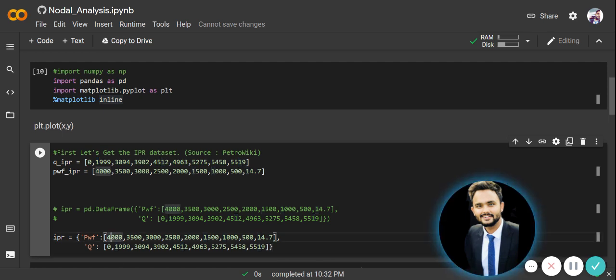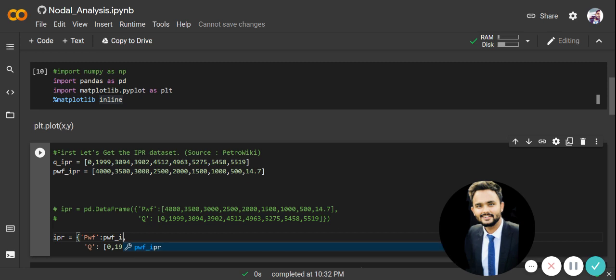Okay, what we could have done, rather than writing it again and again, is just provide PWF IPR and Q underscore IPR. All right, so we have put it into a dictionary. Down the lane, when we understand pandas, I will teach you how to go one step ahead and create a table of it.